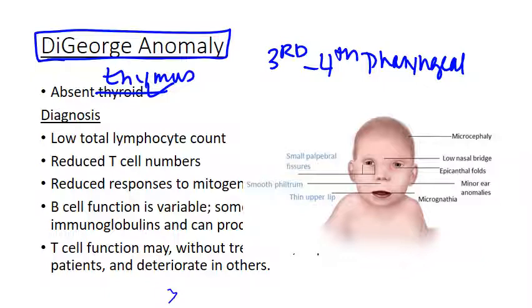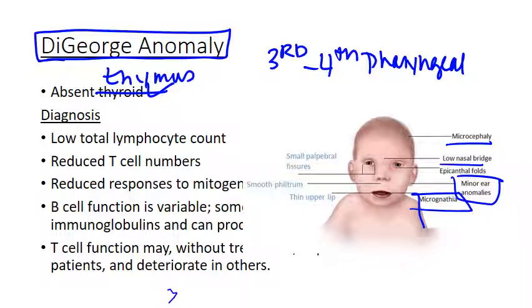You also see other anomalies of the aortic arch and abnormal facies. So you can see you have microcephaly, a low nasal bridge, minor ear anomalies, micrognathia, and a thin upper lip. All of these things are characteristic of a patient with DiGeorge anomaly.